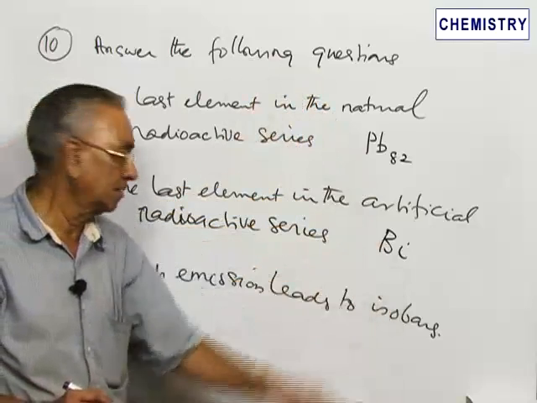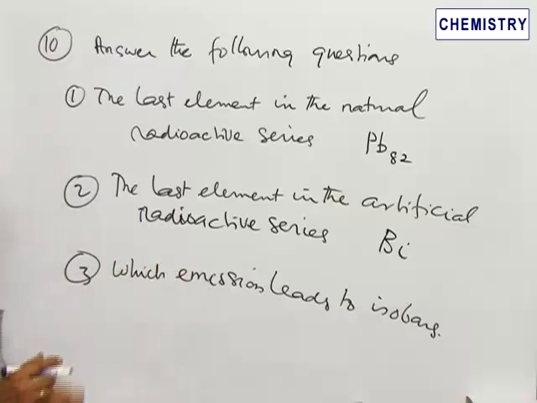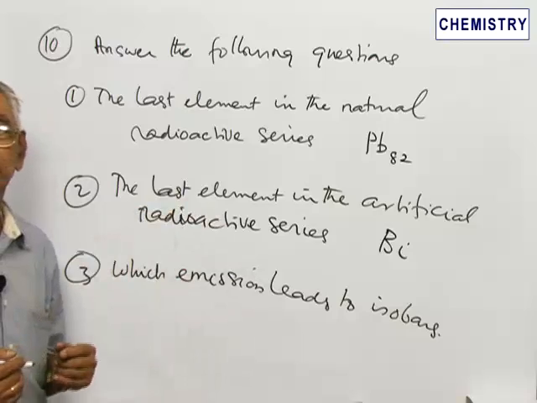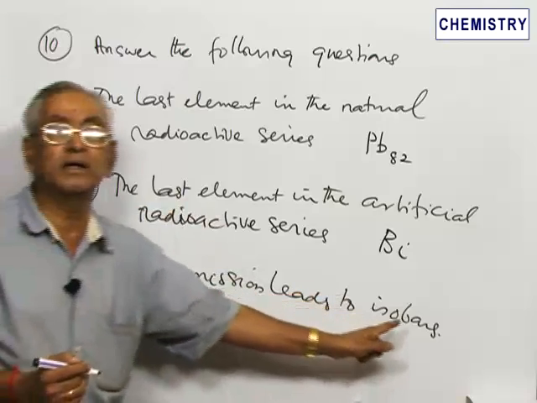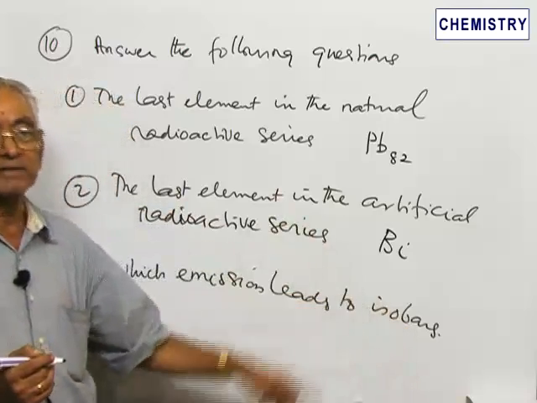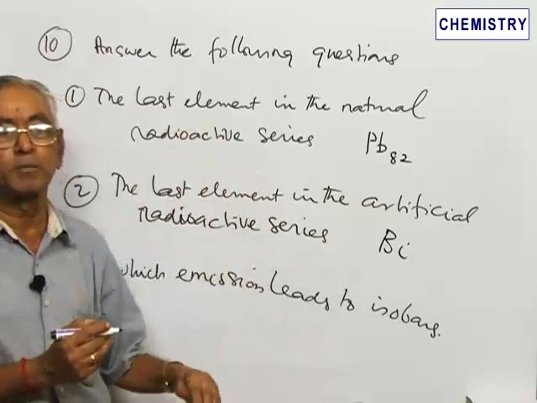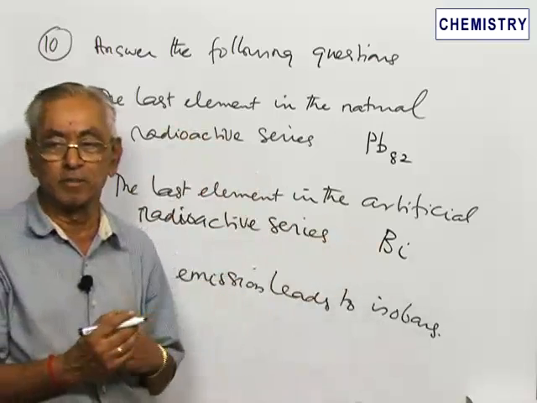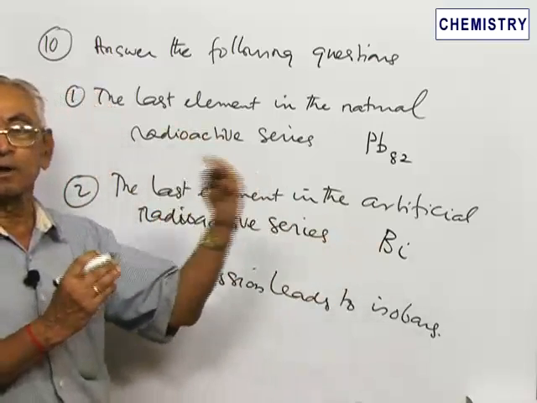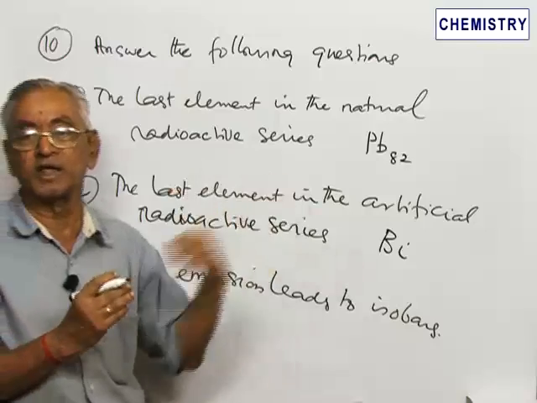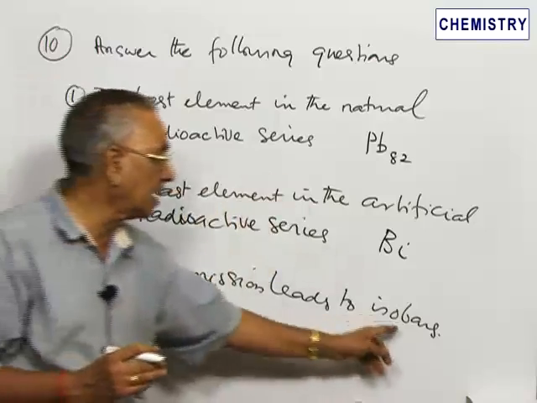obtained is bismuth. And the third question is, during the radioactive process, some isobars are produced. We have already seen what is meant by an isobar. Isobars are two elements which have the same atomic mass but different atomic numbers, something like argon and potassium of atomic mass 40. So that will be isobars.